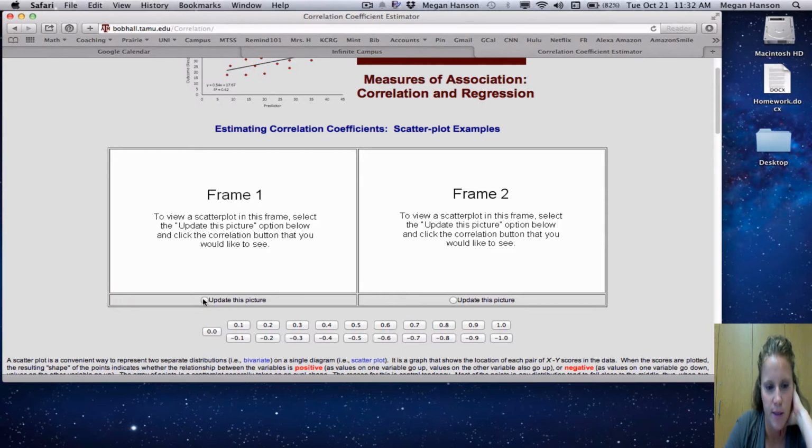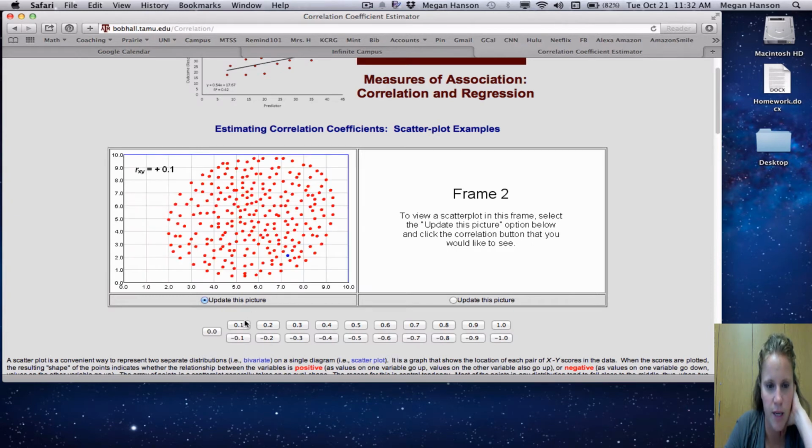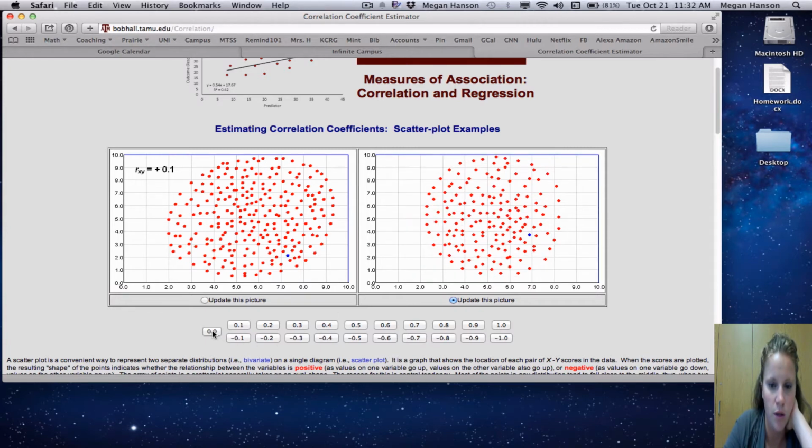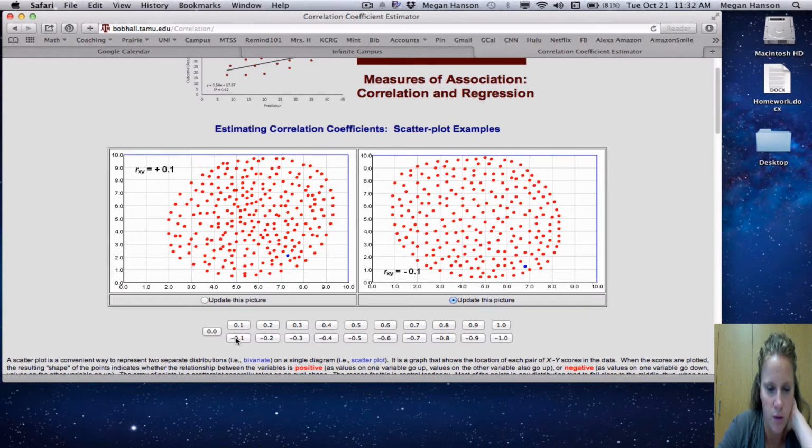So if I update graph 1 here, this would be a very weak positive association and a very weak negative association. So you can see there's almost no correlation. I would probably say this isn't related. You can see a 0 association almost looks the same, but scientifically this has no association. So 0 means no association.